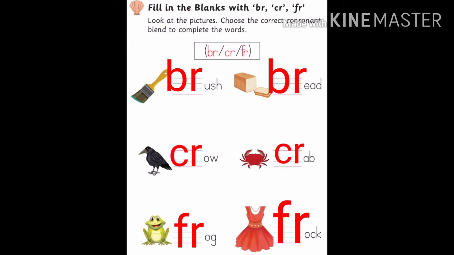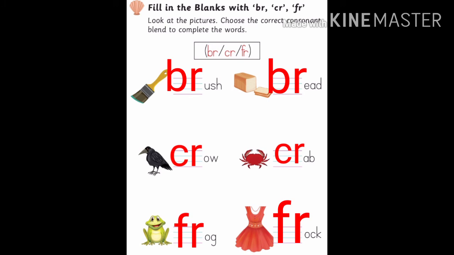Now let's see this worksheet. Now I will show you how to do this worksheet. First picture is brush, so we have to write here br consonant blend. Next picture is crow. We have to write here cr consonant blend.